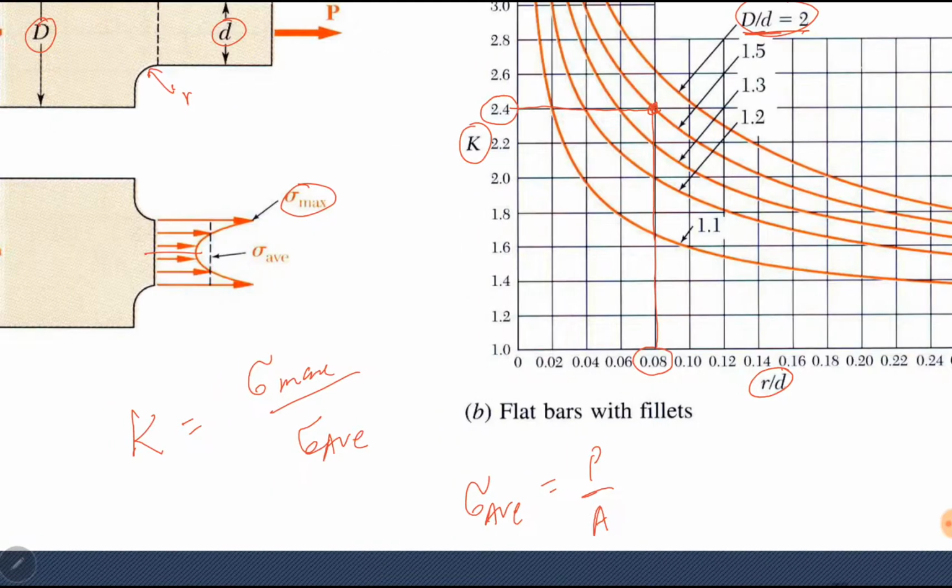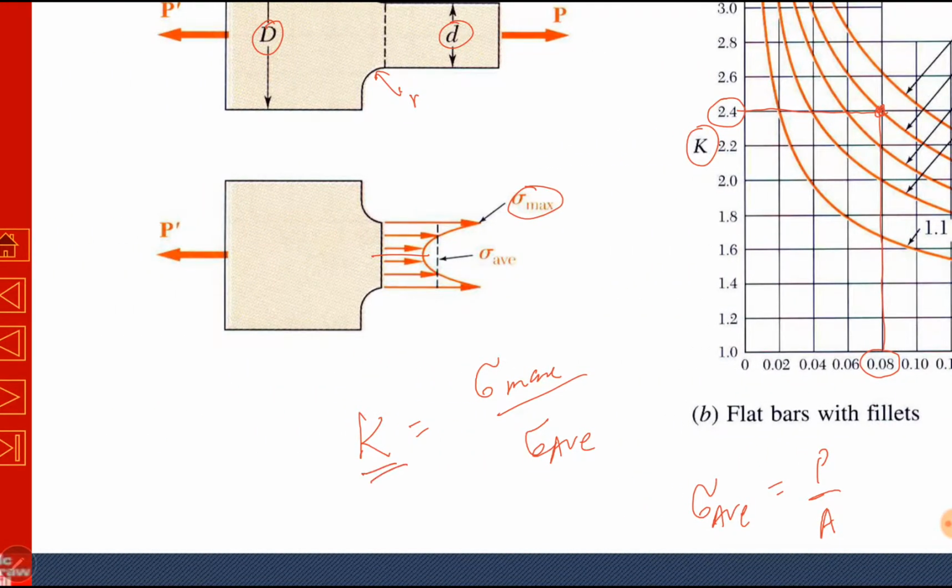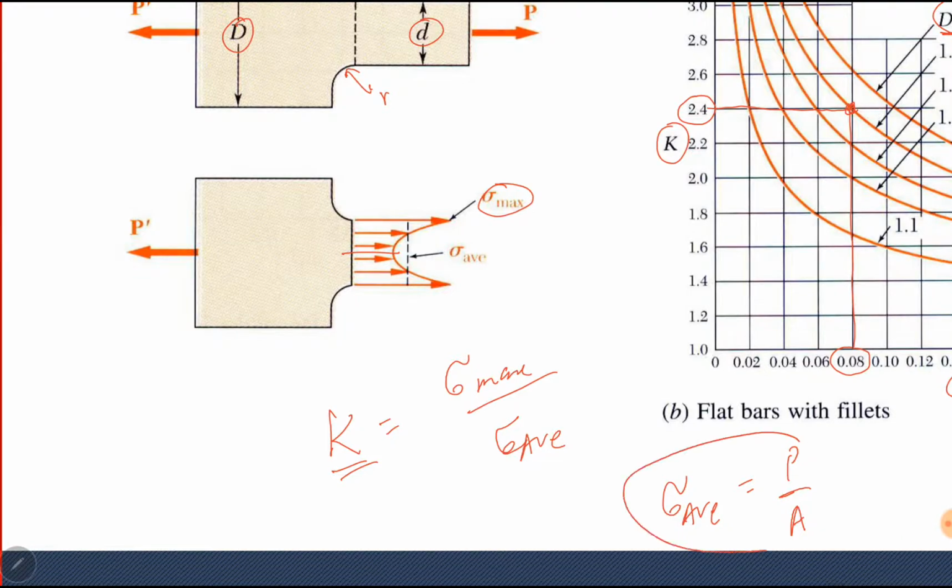We can put it in this expression. We can find sigma average from this expression. Sigma maximum can be calculated. We will use this method to solve an example problem on the next slide.